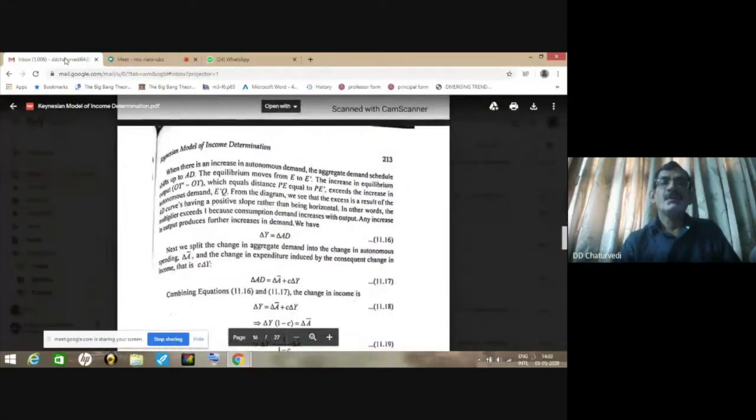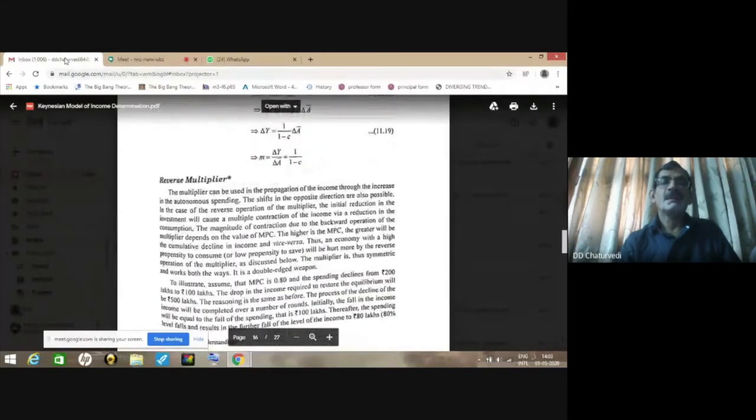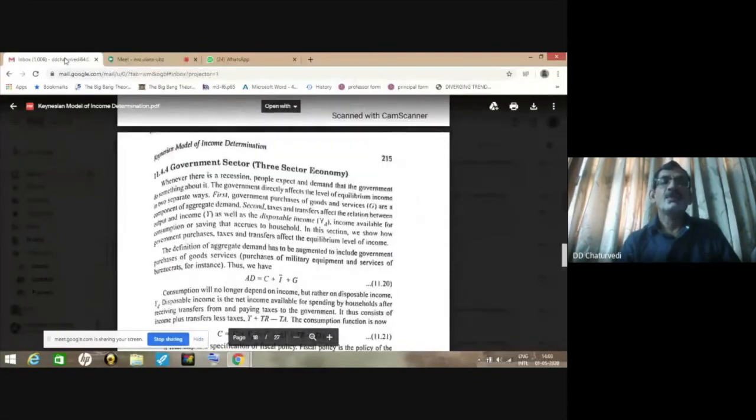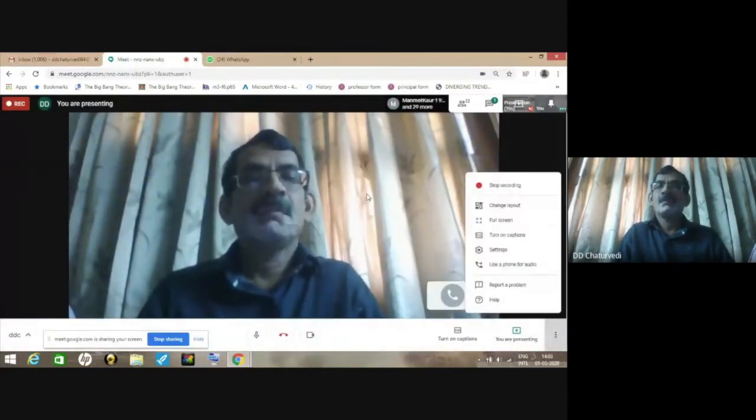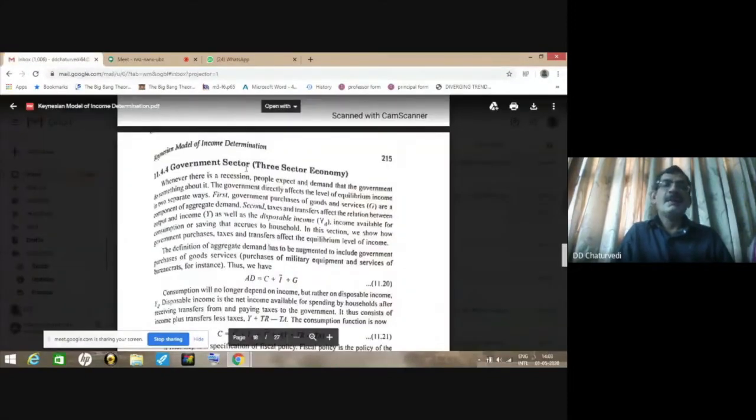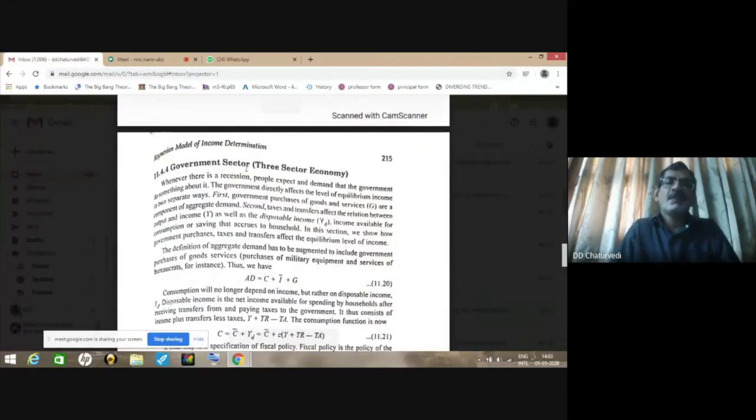Now, discussing the three-sector economy model by including the government sector. When we include the government sector, the aggregate demand equation is expanded to include G, the expenditure or purchases by the government.